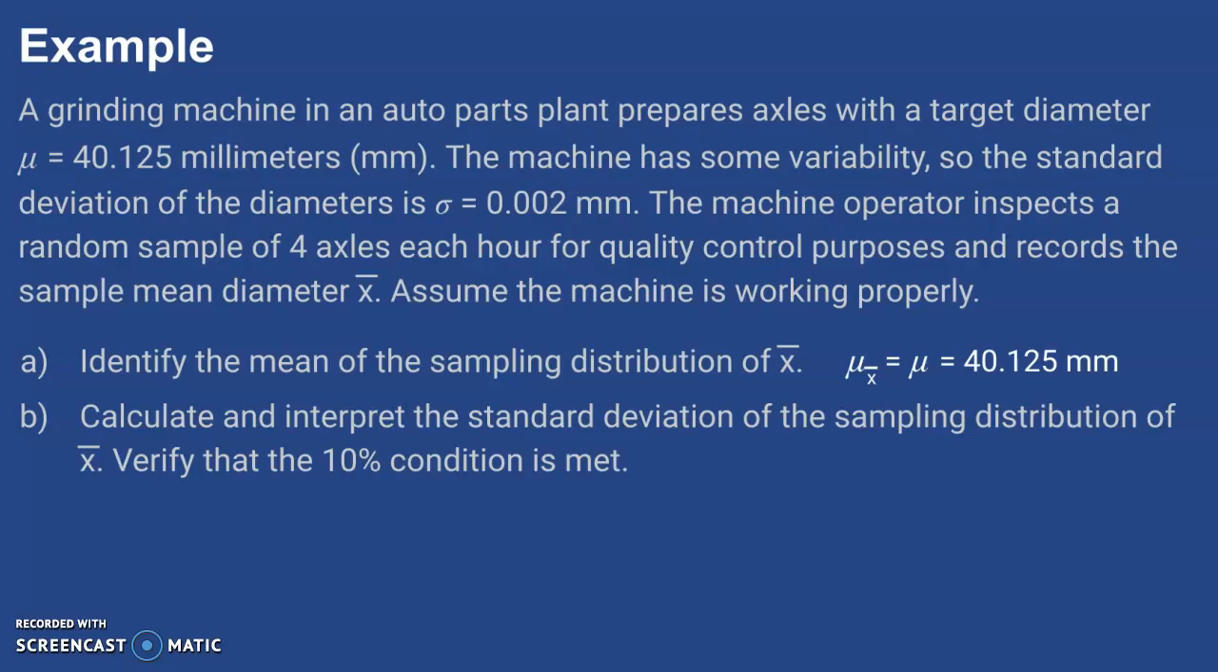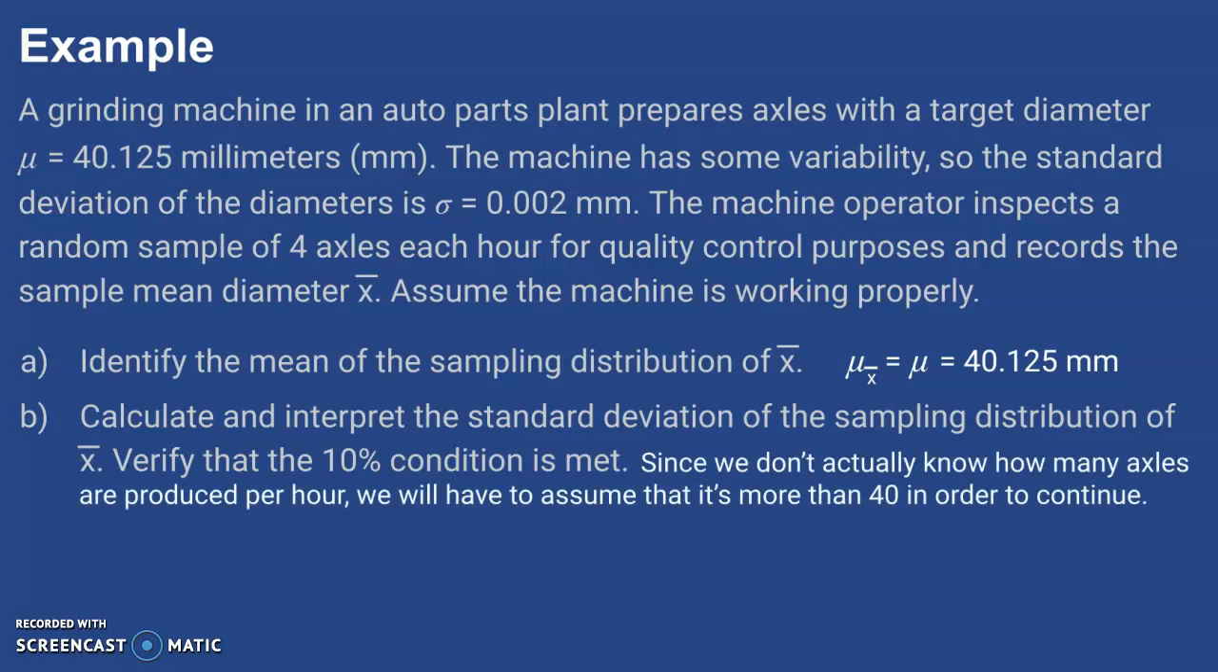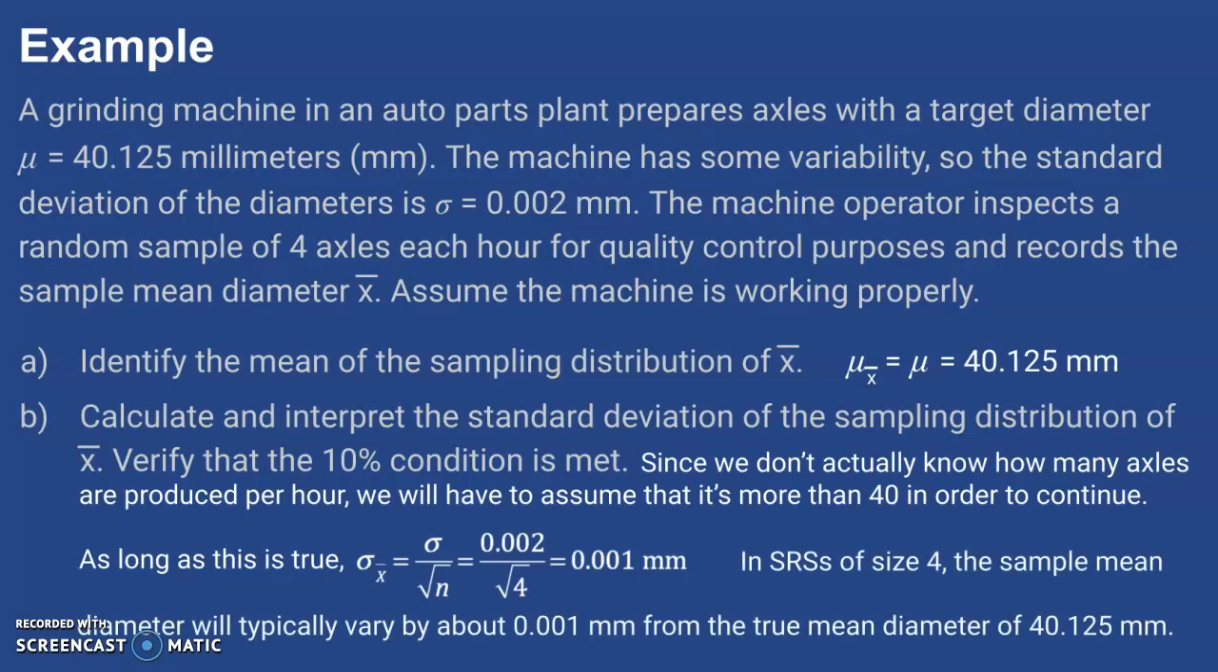Now, I don't know how many axles this company makes, but it seems reasonable to expect that they can make more than 40 an hour. And if that's the case, the 10% condition is met. We're going to have to assume that that's the case in order to proceed. Therefore, we're going to use the standard deviation formula, sigma over square root of n, and that's 0.001 millimeters. In SRSs of size 4, the sample mean diameter will typically vary by about 0.001 millimeters from the true mean diameter of 40.125 millimeters.